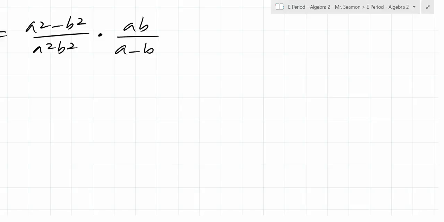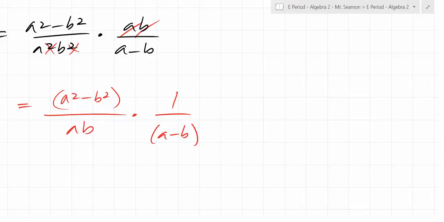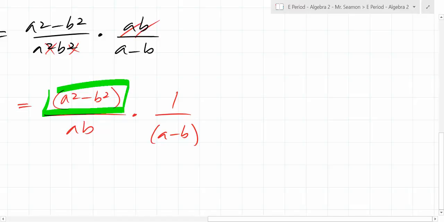If you notice something you can cancel, what can you cancel? You can cancel here. You can cancel the A. Yeah, the A goes away there, and that squared goes away. The B goes away, and that squared goes away. So just pause there. You get A squared minus B squared all over AB times 1 over A minus B. Are you done? No, because what can you do? Someone besides Connor, tell me, what can you do now? What should I do at this point? Hannah? Yeah, factor this.